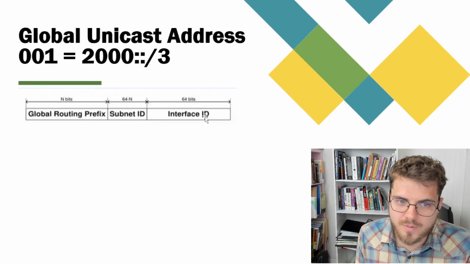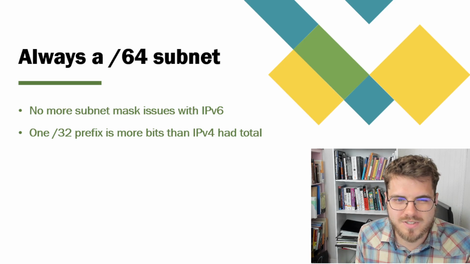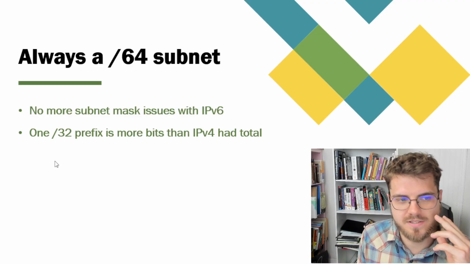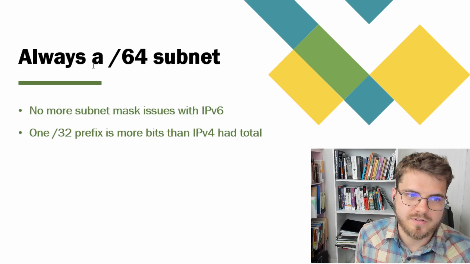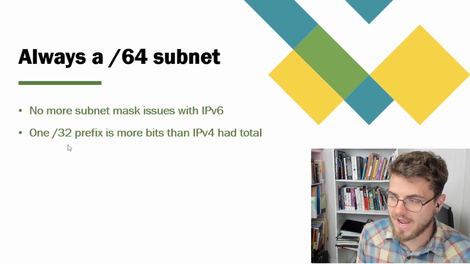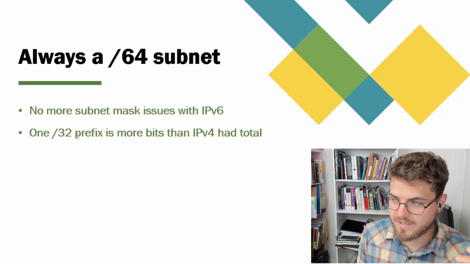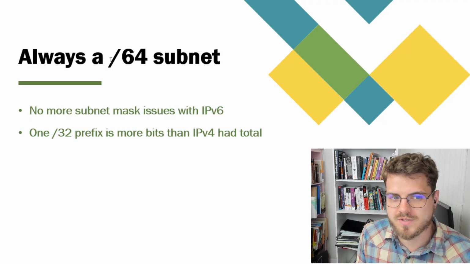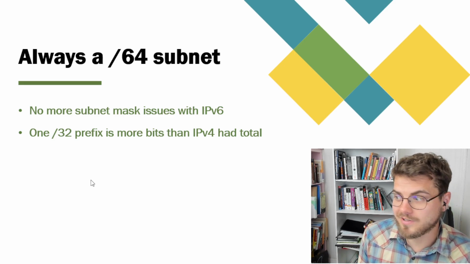Now the interface ID is always going to be 64. In IPv6, it's always a 64 subnet. I think you can do other subnets, but you don't need to because of how massive the space is. So if you remember IPv4, it was 32 bits. So just a 32-bit prefix in this has more bits than IPv4 had total. So the fact that we have so much space for the 64, for IPv6, they pretty much just always use that. So there's no more subnet mask issues with IPv6. It's really just simplified things.